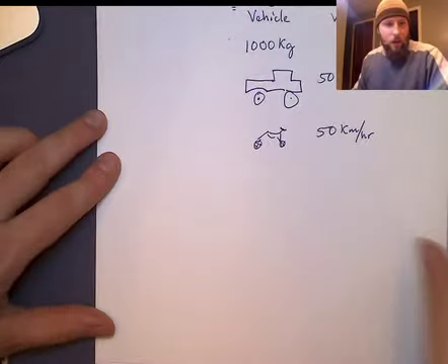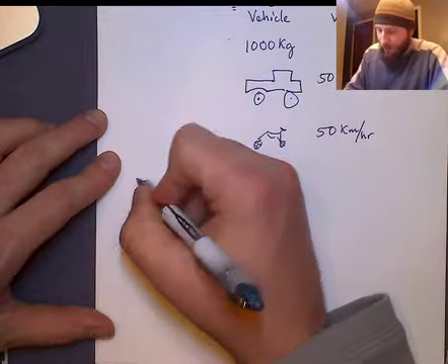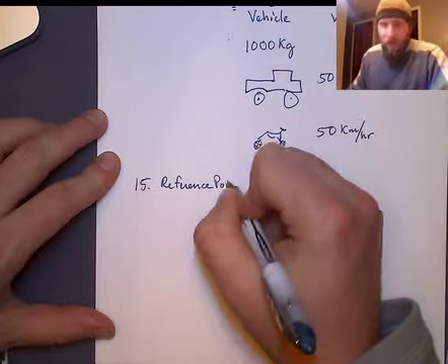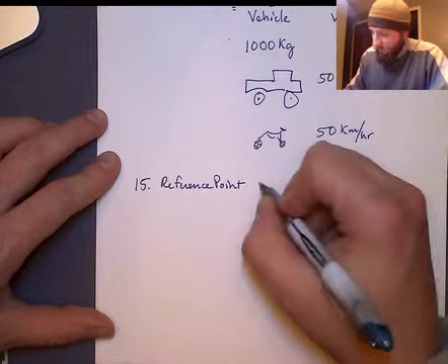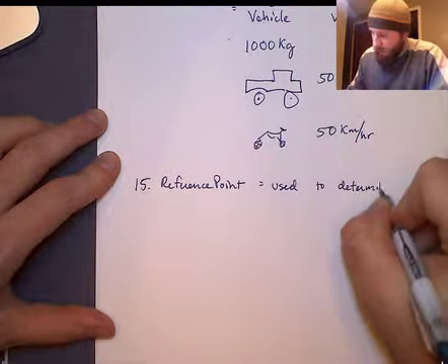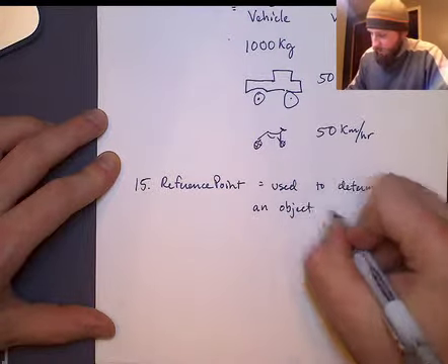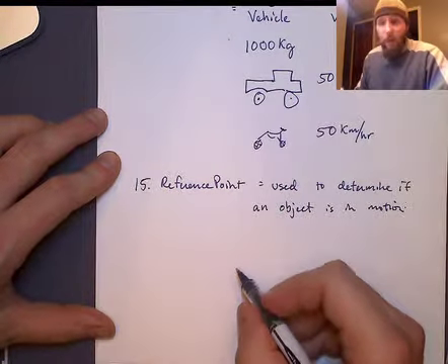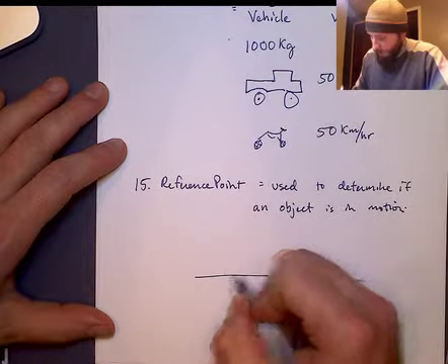Excellent. Let's see here. Skipping number 14 and heading into 15. 15, again, reference point. And this is that classic example reference point. Your reference point would be used to determine if an object is in motion. You'll remember the example in class was the bus. You had the feller on the side of the road there.